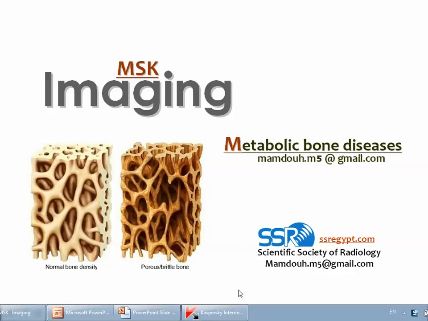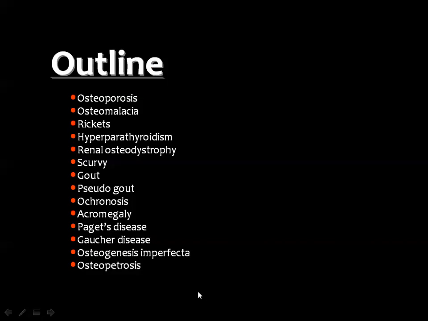Dear colleagues, this is one of the topics that are now ready to be discussed, which is concerning the imaging of metabolic bone disease. And we will have this topic in two separate lectures. I will start with the first one, and I will show you the items for discussion.